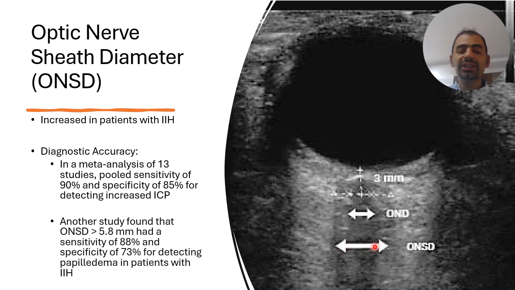In another study, a cut-off point of 5.8 millimeters of the optic nerve sheath diameter was used. Patients with larger values are believed to have increased intracranial pressure. The study reported a sensitivity of 88% and a specificity of 73% for detecting papilledema using this method.